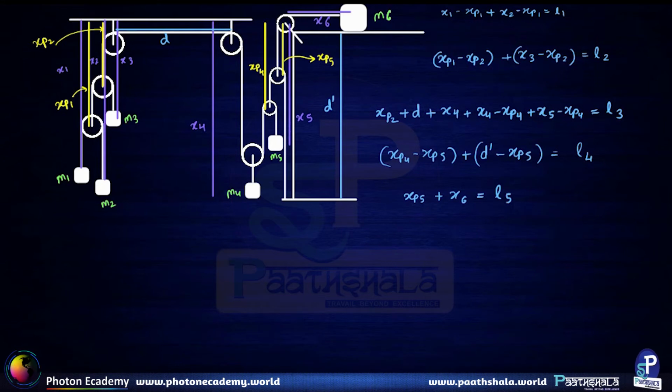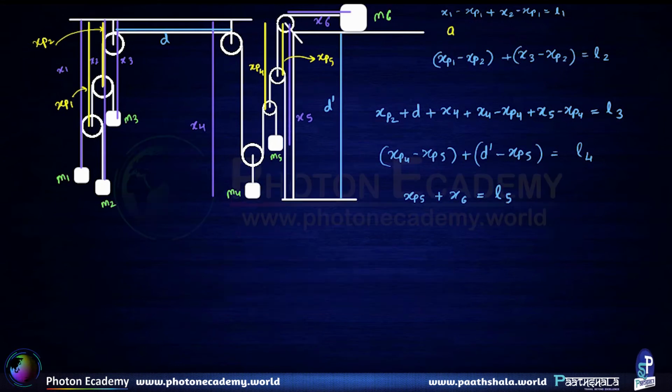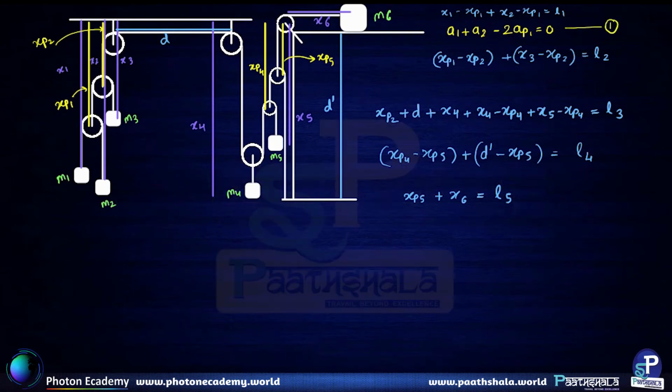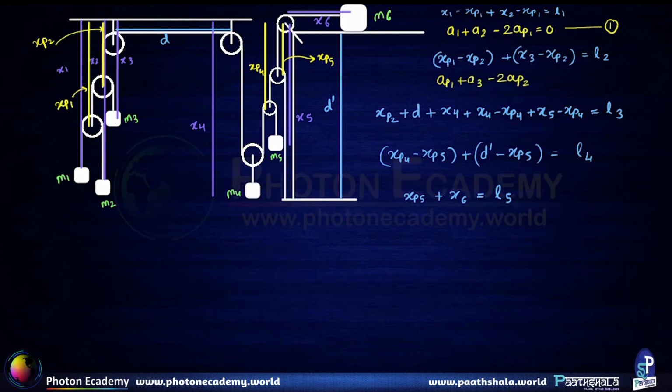On double differentiating the first equation, we get a1 plus a2 minus 2 times ap1 equal to 0. This is equation 1. Let's say on double differentiating the next one, we get ap1 plus a3 minus 2 times ap2 equal to 0. So this is equation 2.